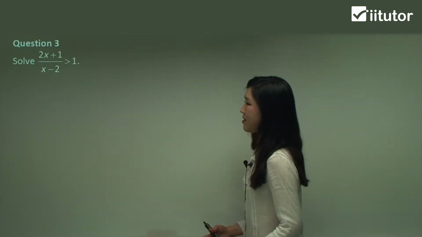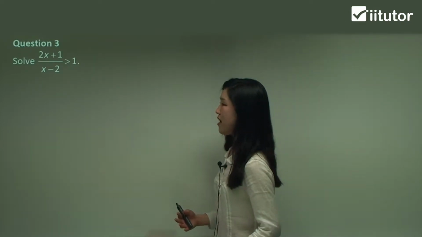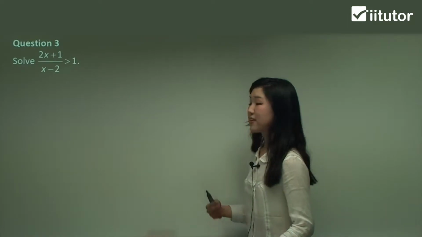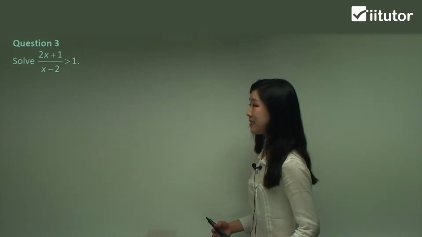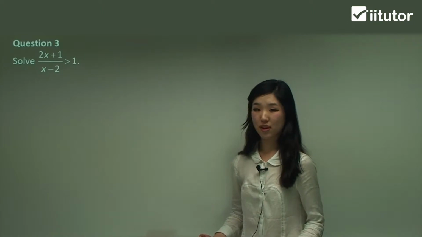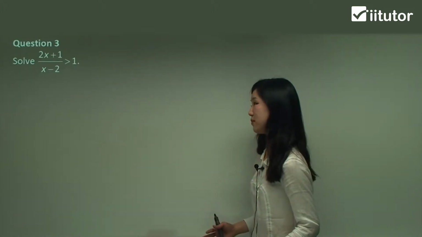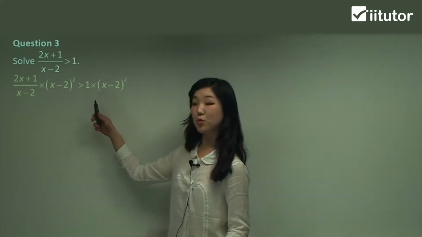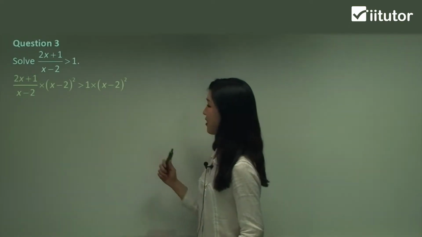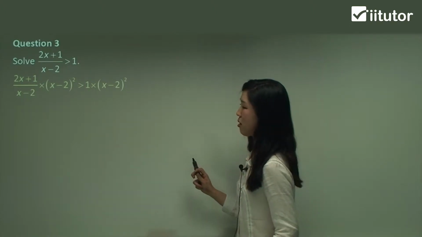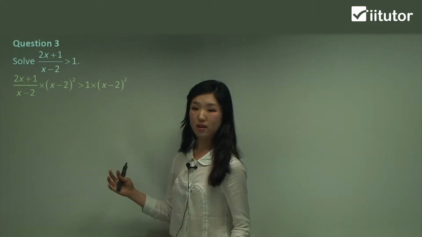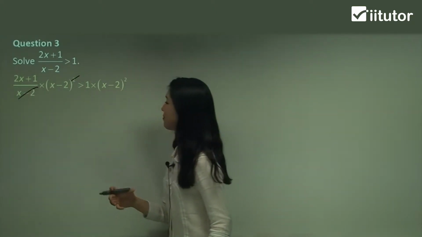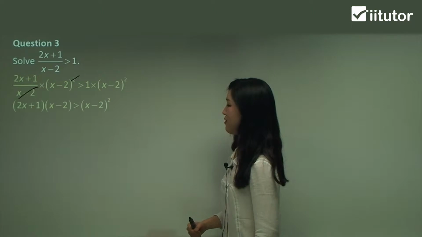Question 3 says solve 2x plus 1 over x minus 2 is greater than 1. Okay, now it's getting a little bit more complicated, but it's actually not, because we're still going to be just treating it the same way as we did for question 1 and 2. So we're going to do our usual thing, multiply the denominator squared onto both sides, just like that. Okay, so x minus 2 is the denominator, just multiply the square of it to both sides. So now I can just start cancelling like that, right? And just simplify like this.